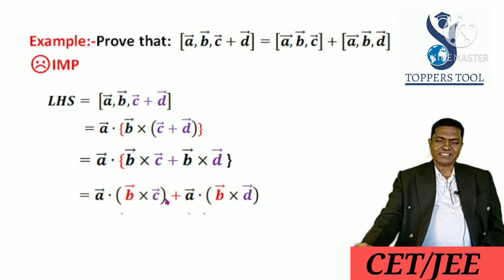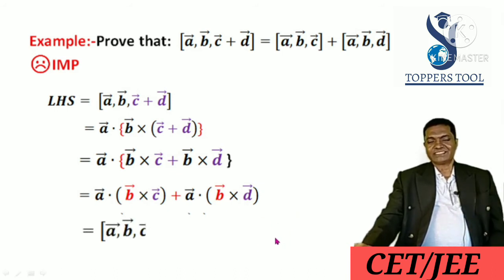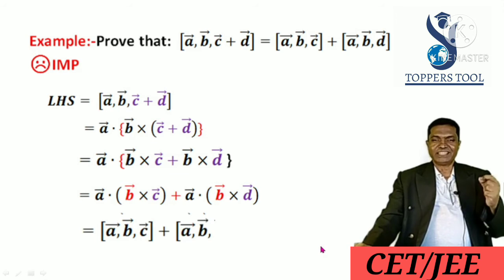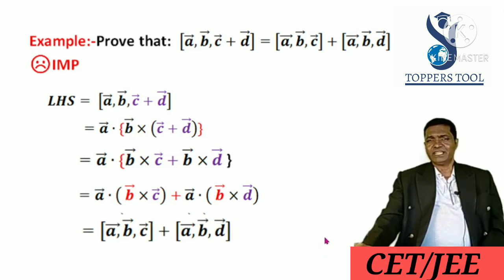So this is nothing but the triple product of vectors A, B, C, and this is the triple product of vectors A, B, D. So you can write it in this fashion. Very interesting, very simple, straight away. If you have a basic idea of the distributive property, you can prove it very easily. Could be asked for 2 marks.